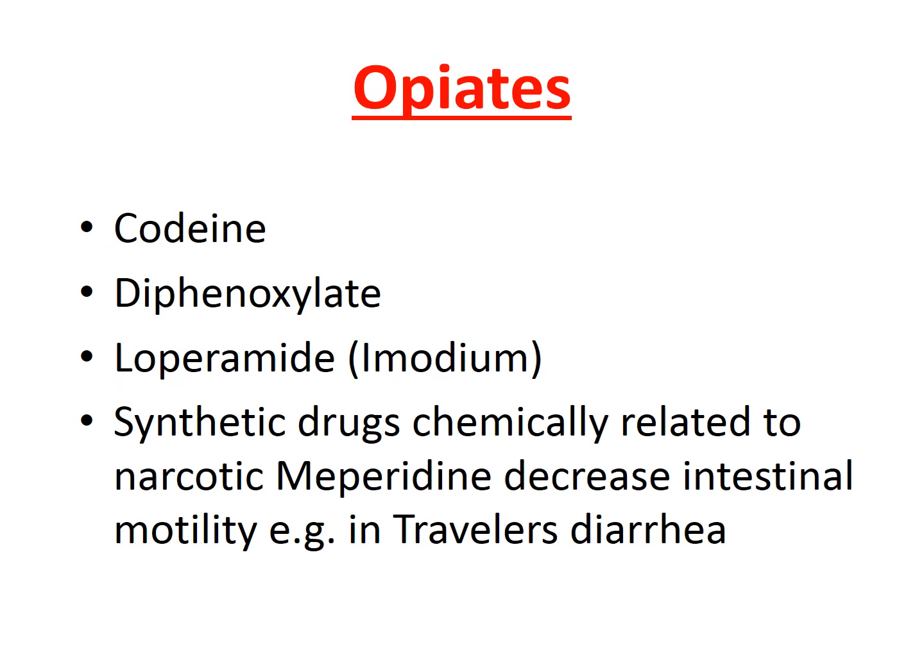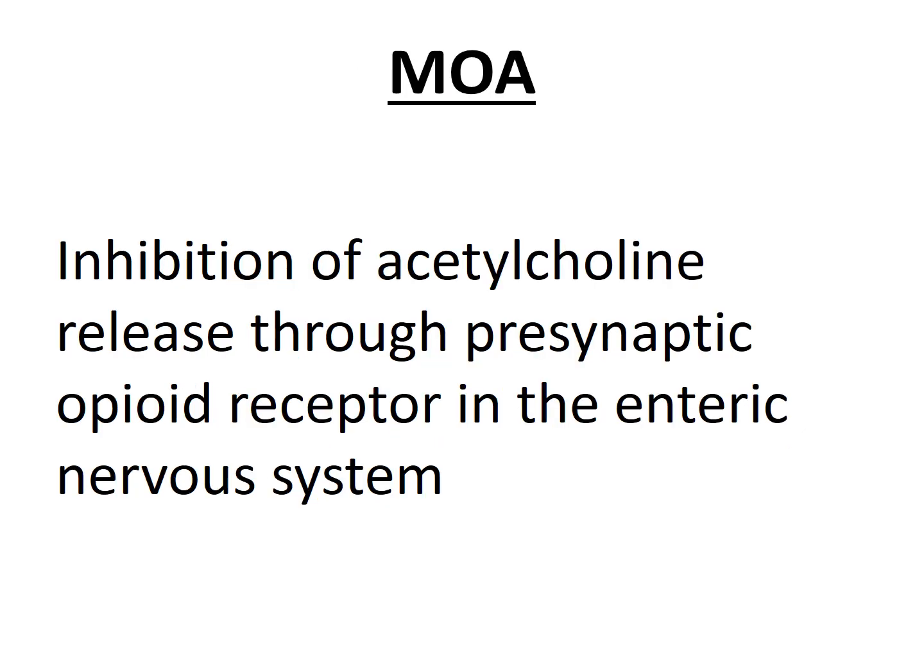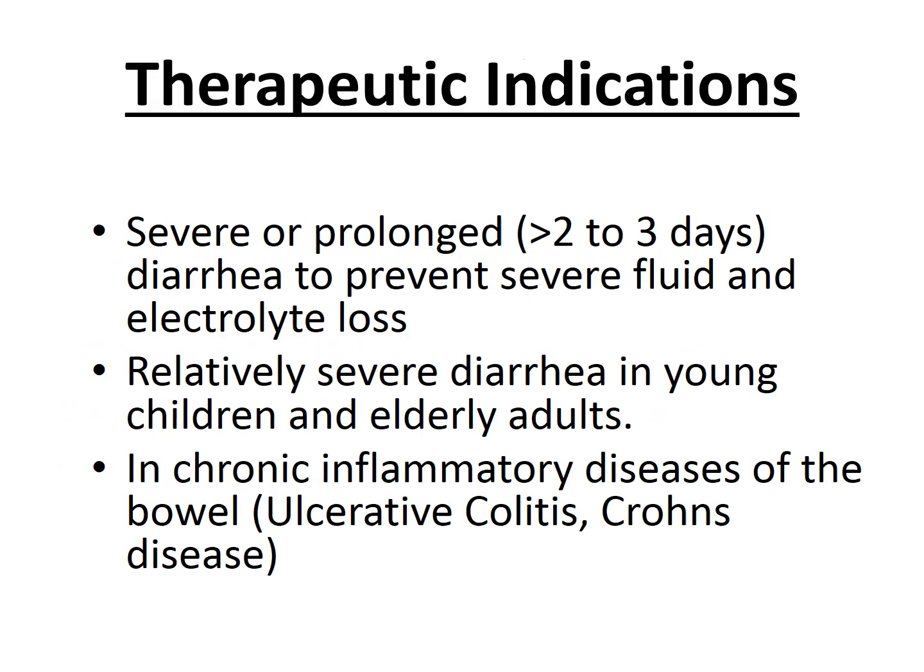Opioids, for example codeine, diphenoxylate, loperamide, which is also known as Imodium, and synthetic drugs that are chemically related to narcotic meperidine decrease intestinal motility, for example in cases of traveler's diarrhea. Their mechanism of action is the inhibition of acetylcholine release through presynaptic opioid receptors in the enteric nervous system. They are used in severe or prolonged cases of diarrhea that last for more than 2 to 3 days to prevent severe fluid and electrolyte loss.